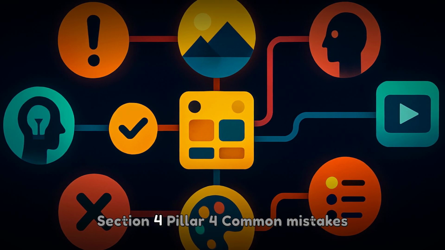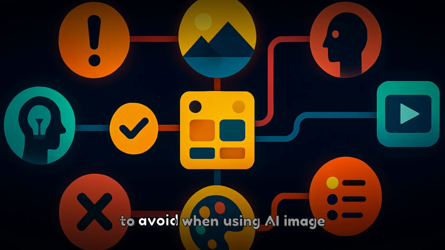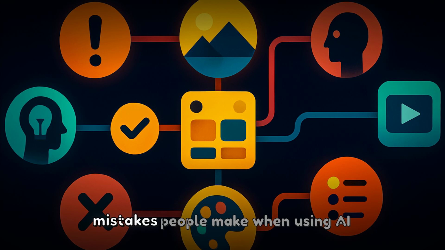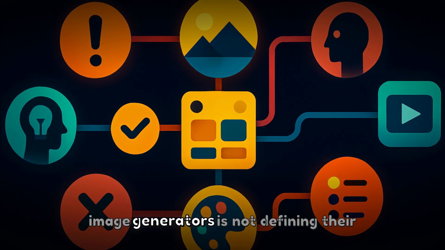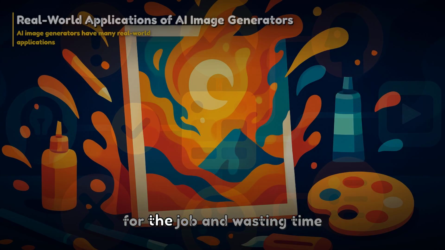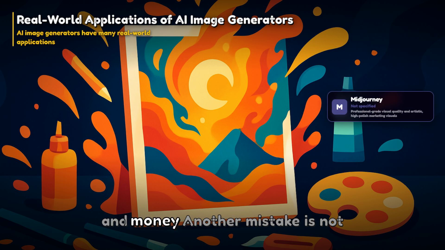Section 4. Pillar 4. Common mistakes to avoid when using AI image generators. One of the most common mistakes people make when using AI image generators is not defining their specific needs and requirements. This can lead to choosing the wrong tool for the job and wasting time and money.